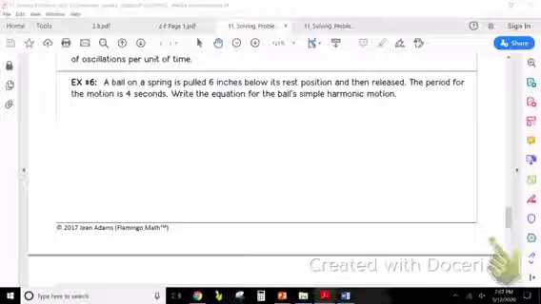Example 6 says a ball on a spring is pulled 6 inches below its rest position and then released. The period for the motion is 4 seconds. Write an equation for the ball's simple harmonic motion. All right, so let's draw what this is going to look like.